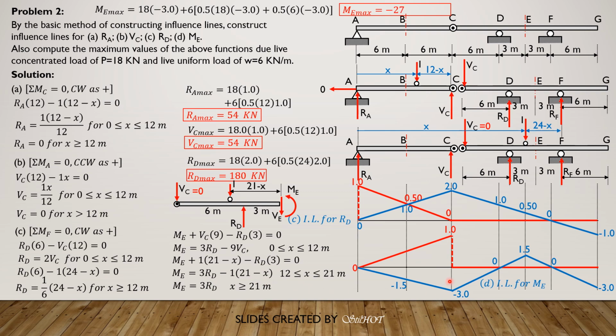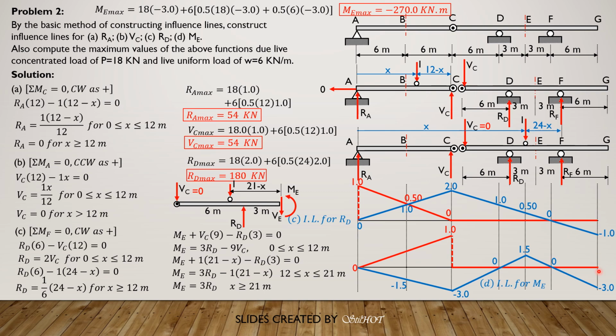So 3 minus 3, it's 0 here at 18. When x is 21, then this is 1 minus 1 times 21 minus 21, 0. And RD, when x is 21, is 0.5. So 3 times 0.5 is 1.5. So negative 3, 0, 1.5. Then when x is greater than 21, this is now the formula, 3 times RD. So when x is 21, 3 times 0.5 is 1.5. We have continuity. When x is 24, RD is 0, so 0.